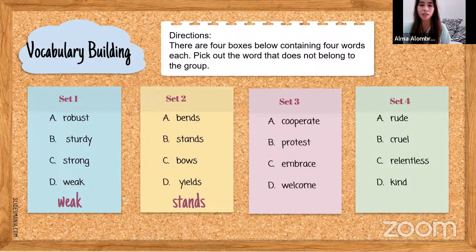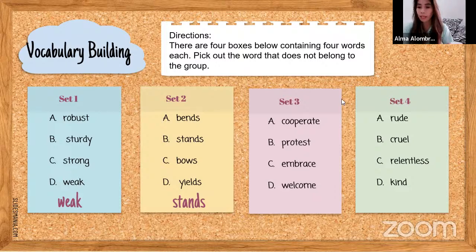Okay, good job. Let me read the answers in YouTube Live. Aaron Paul Basamante's answer for set 1 is weak. Aaron also gave the answer. And Carolina, number 2, letter B. Okay, they got the correct answer. Good job. Let's do set number 3.